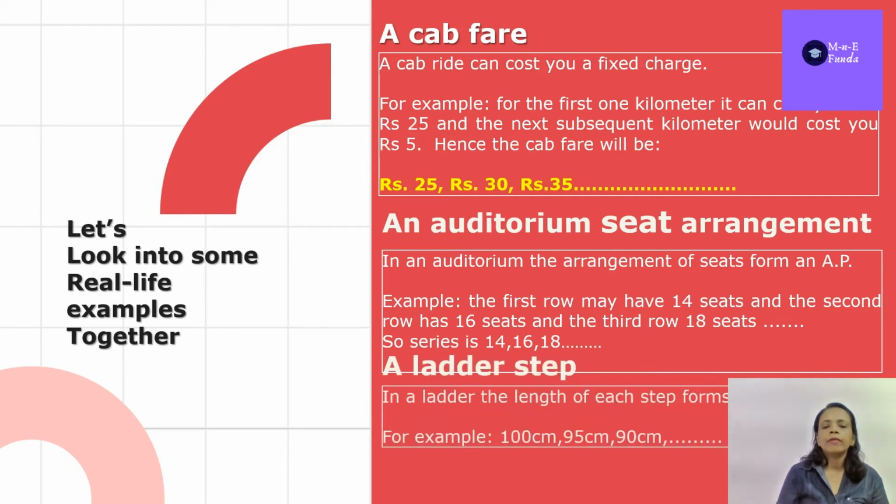Next, take one more example, ladder step. We all see a ladder. So here in the ladder, the first step, suppose is 100 centimeter, and the next step will be 95 centimeter, and the third step is 90, and so on. So the series is like 100 centimeter, 95 centimeter, 90 centimeter, like this. So here the first term is 100 and the common difference is 5. So it maintains an AP series.